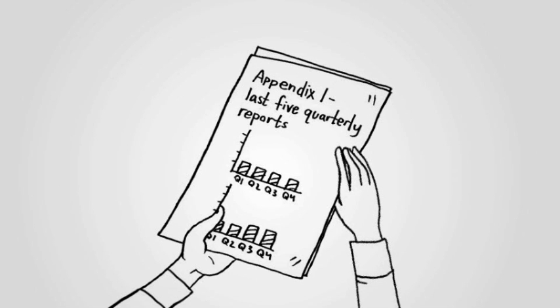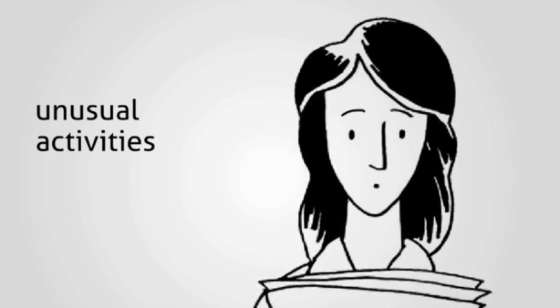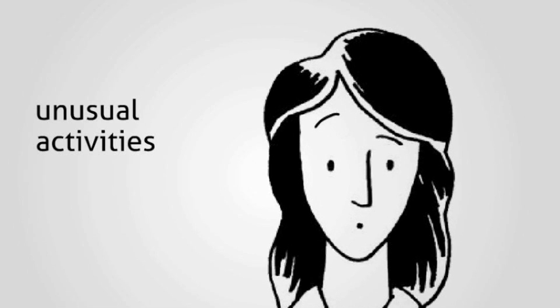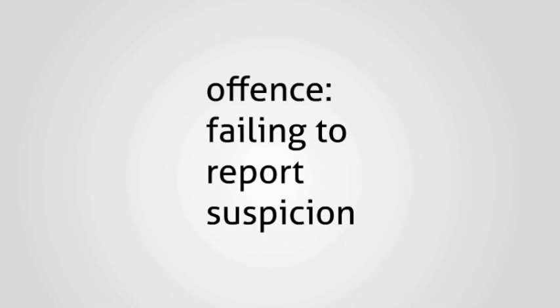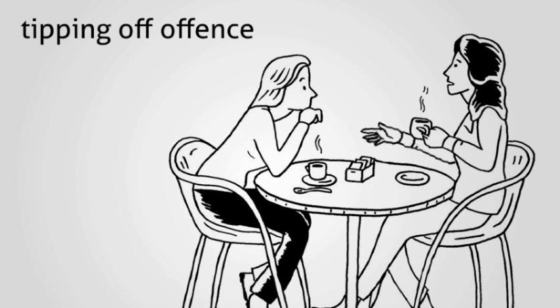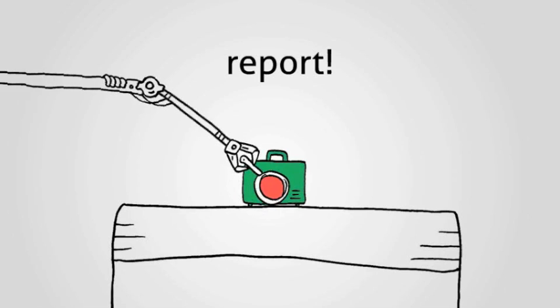If you have any concerns that either your client or any third party is engaged in money laundering, you must share your suspicions with the MLRO or other appropriate person, but no one else. Remember, it can be an offence to fail to report your suspicions, and it can also be a tipping-off offence to discuss your suspicions with anyone other than the appropriate reporting authority in our firm. So, stay alert and be sure to report any suspicions.